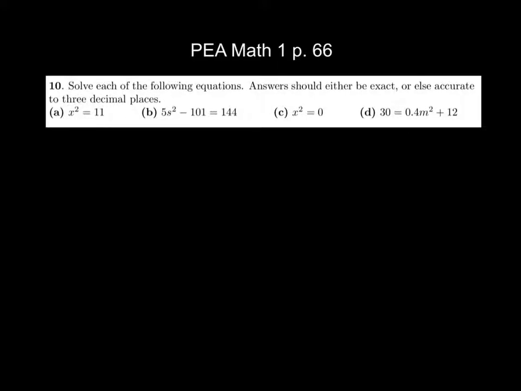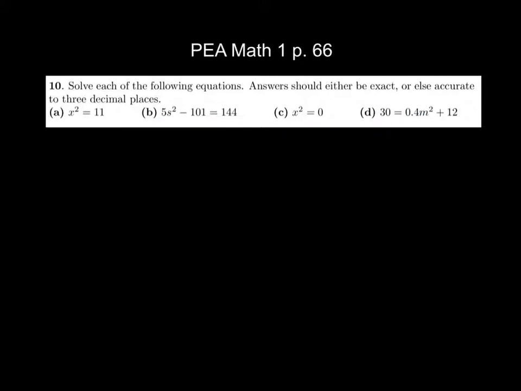This is page 66, number 10 out of the Exeter Math 1 book, problem sets. It's also a good review for CP Math 2 and solving quadratics. So basically what we have is we are solving these equations. They are all quadratics, and we're solving them for the variable, whatever variable they give us. Looks like we have x, s, and m's.